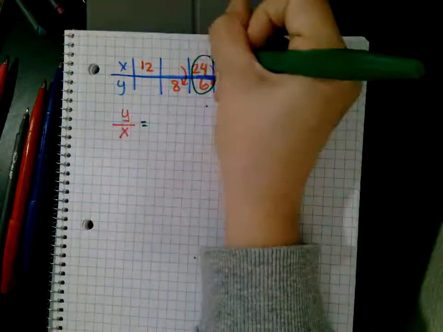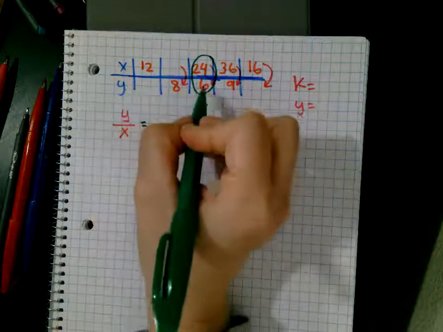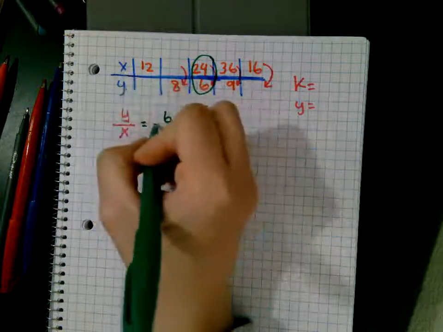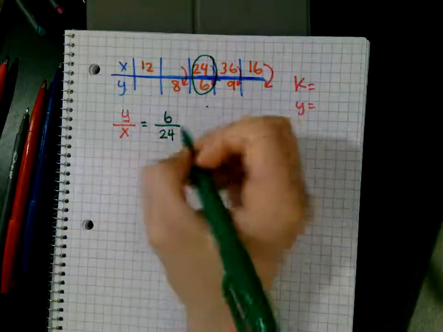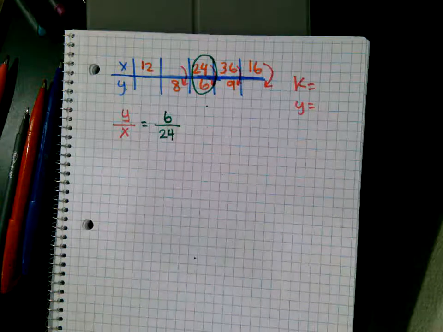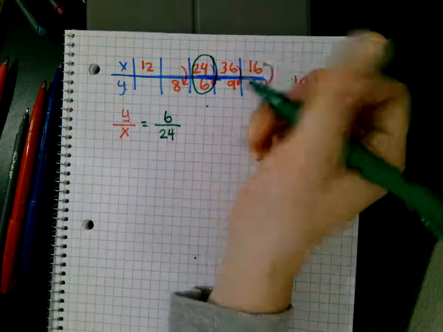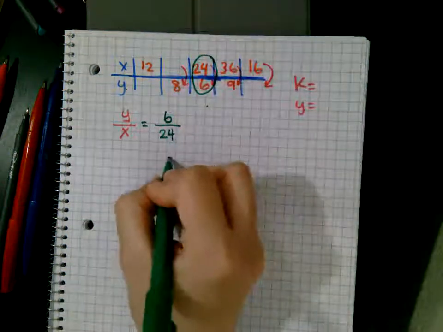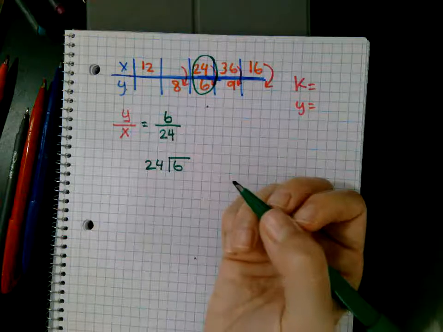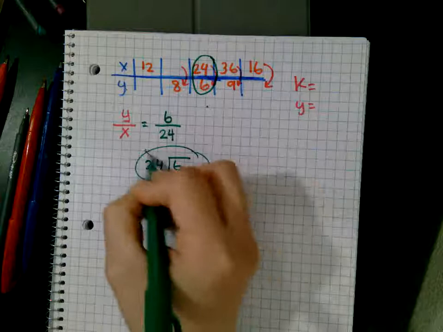You pick a pair. Your Y is 6, so 6 goes on top. The X is 24, so the 24 goes on the bottom. This looks very different than the first 2 we did. Hence, it's a little more level 2. I can't divide this. I get a decimal, and we don't like decimals. We like fractions. So we're not going to do this.